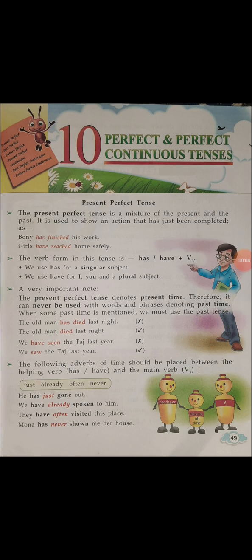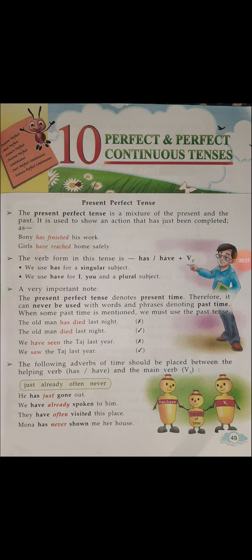Today we will start a fresh chapter from the English grammar book. Open your book, English grammar, page number 49. The name of the chapter is Perfect and Perfect Continuous Tense.